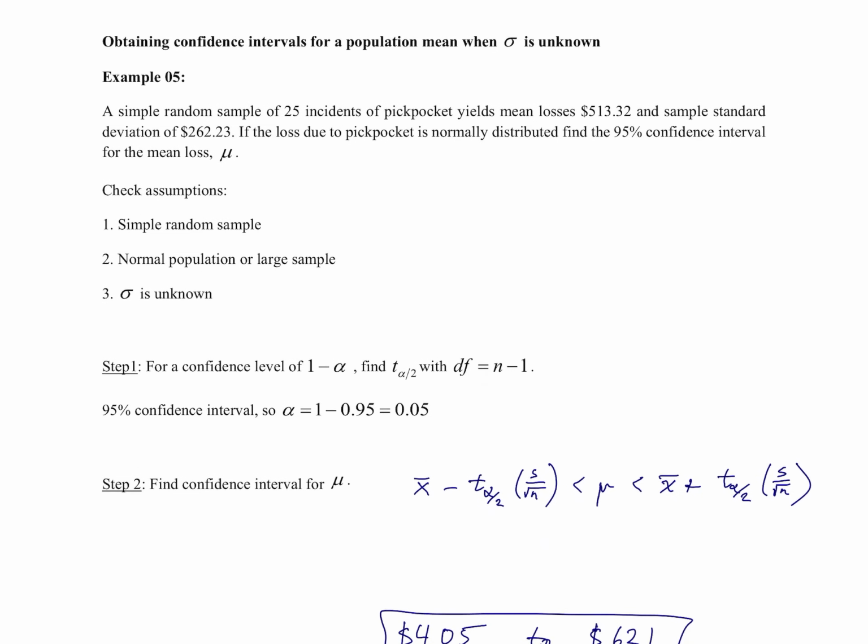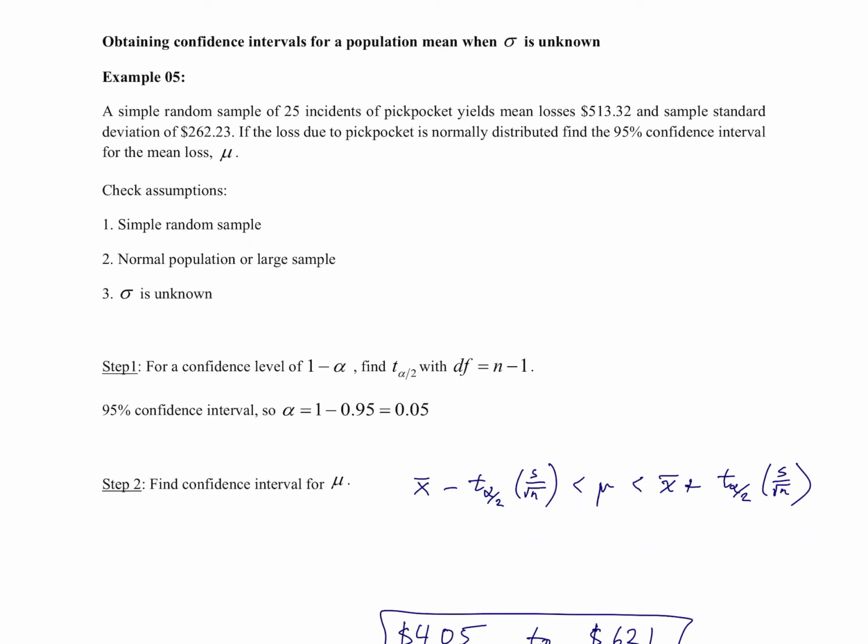So here it says in example 5, a simple random sample of 25 incidents of pickpocketing yields mean losses of $513 with a sample standard deviation of $262. If the loss due to pickpocketing is normally distributed, find the 95% confidence interval for the mean loss mu.